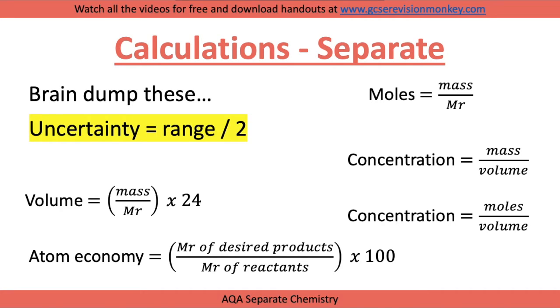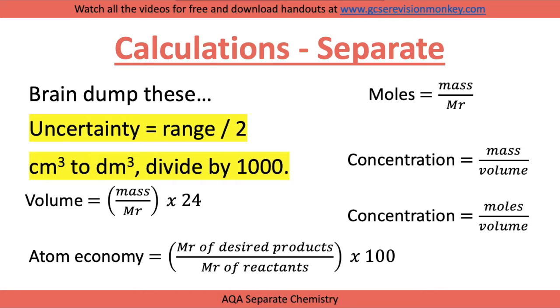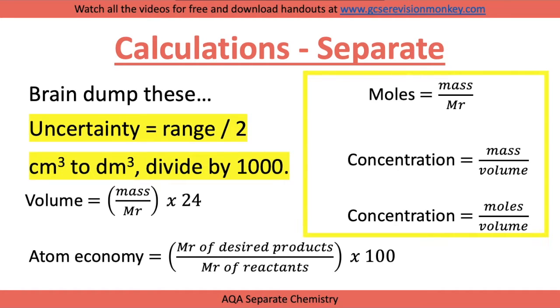Also remembering to convert from centimetres cubed to decimetres cubed for a volume, you divide by 1,000. So if the equation's got volume in and they give it to you in centimetres cubed, divide it by 1,000 first of all. So the ones to really focus on for paper 2 are these ones here, the moles and the concentration equations. It's unlikely that atom economy would come up again. Volume equation might come up for separate, but the three in the box there are really the ones that often transfer between paper 1 and paper 2.